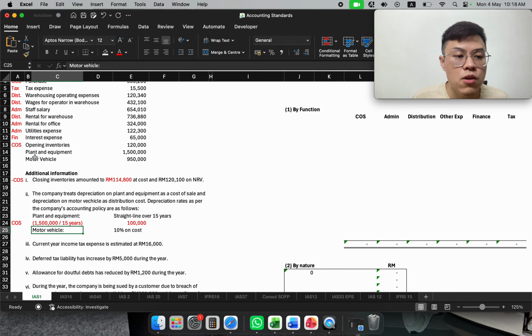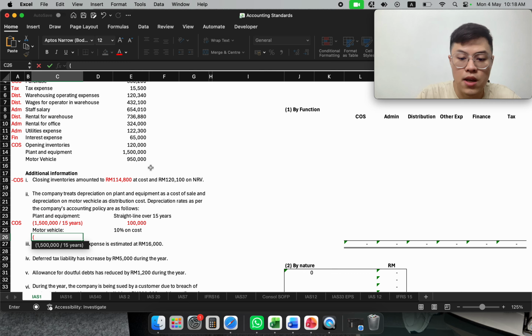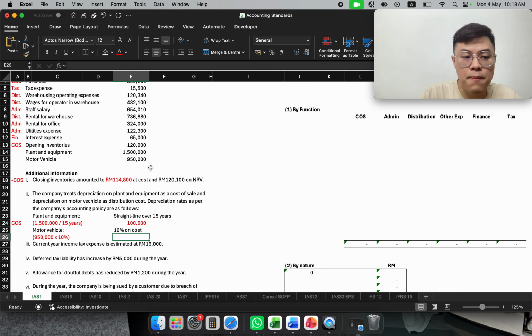And the motor vehicle cost at 950, depreciate 10 years, 10% per annum on cost. So our cost is 950,000 times 10%. So after times 10%, 950 times 10%, my depreciation will be 95,000. That will be put under your distribution, since the question mentioned motor vehicle depreciation, distribution expenses.